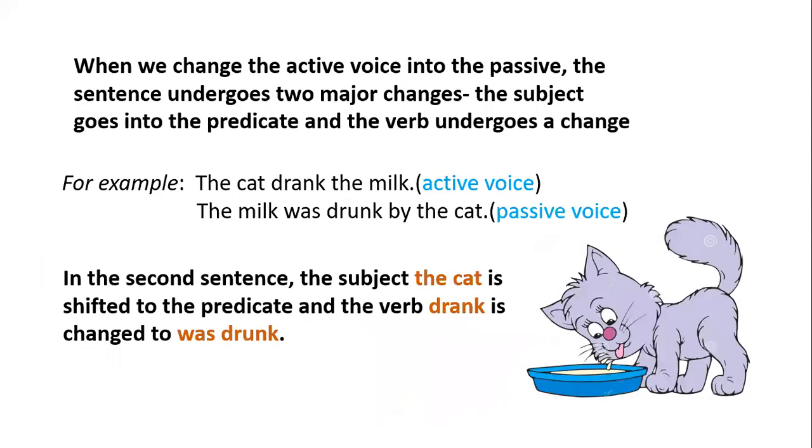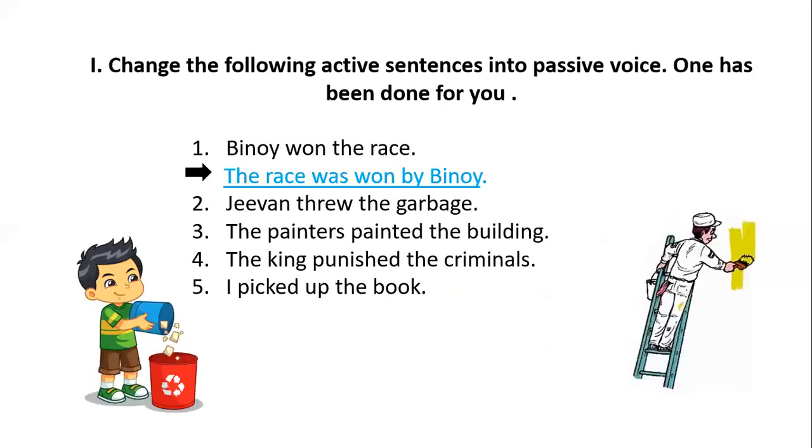So when we change the active voice into passive voice, the sentence will undergo 2 major changes. The subject will go into predicate and the verb will undergo a change. So the cat drank the milk, cat goes to predicate and drank will become drunk. The milk was drunk by the cat. Okay. So over here in the second sentence, the subject, the cat is shifted to the predicate and the verb drank was changed to drunk.